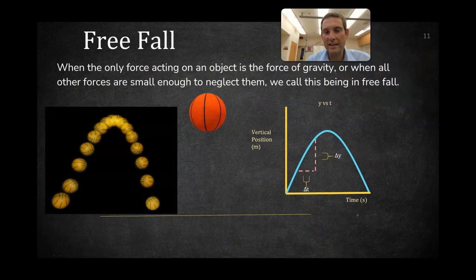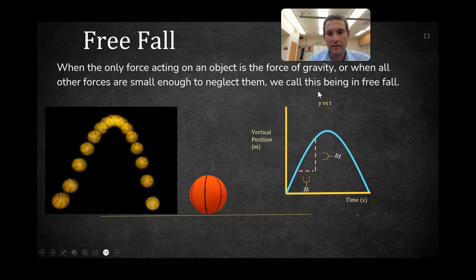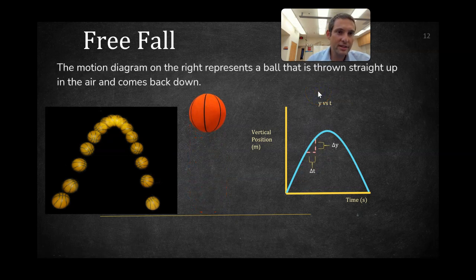Free fall. When the only force acting on an object is the force of gravity, or when all other forces are small enough to neglect them, we call this being in free fall. When the basketball drops, the only thing affecting it in a meaningful way is going to be the gravitational field of Earth. On the left, you'll see this motion diagram, which represents a ball that is being thrown straight up in the air and comes back down. And then we'll see the graph on the right.